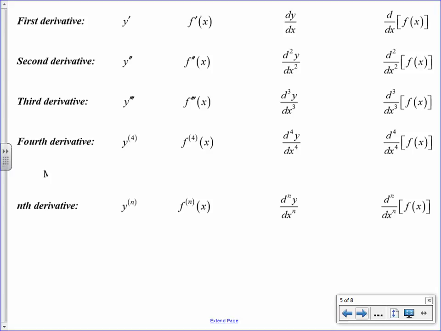Huh? What? Writing. What do you mean? Never. No. This is when the parentheses become important. Yes, it is. Otherwise, if there's no parentheses, then it looks like a power. When there's a parentheses, we know they're talking about the nth derivative.